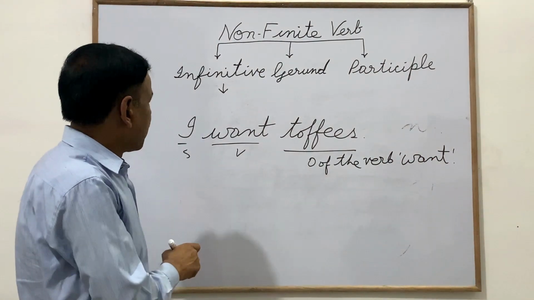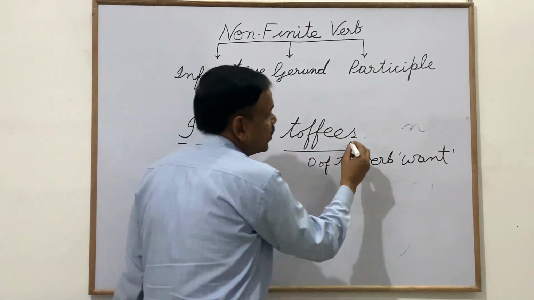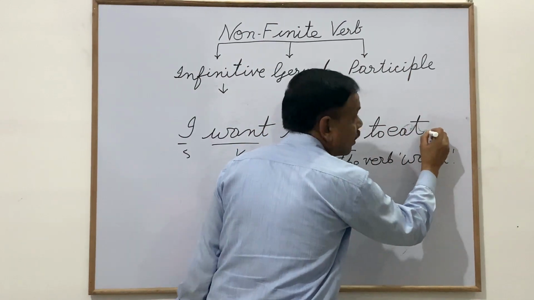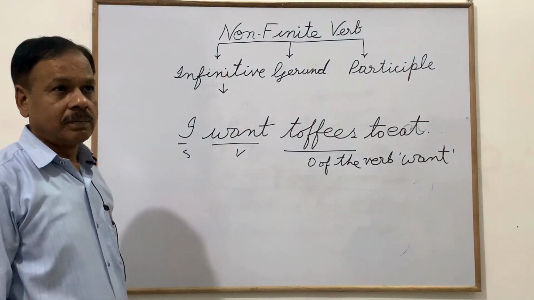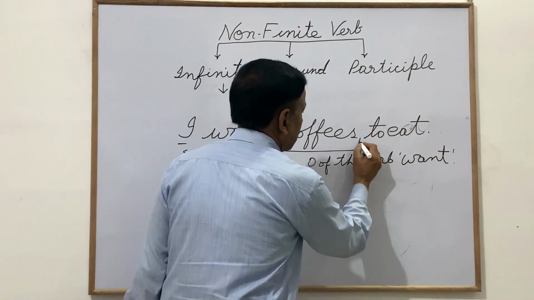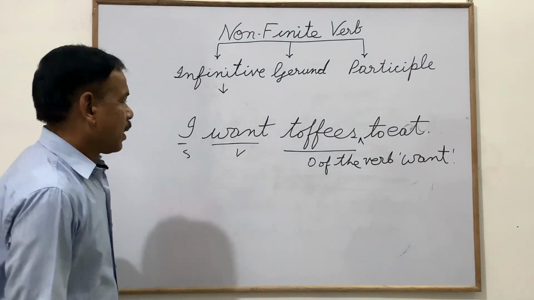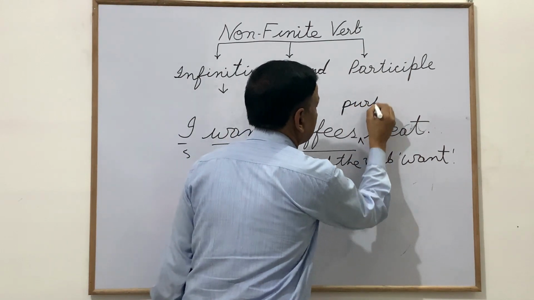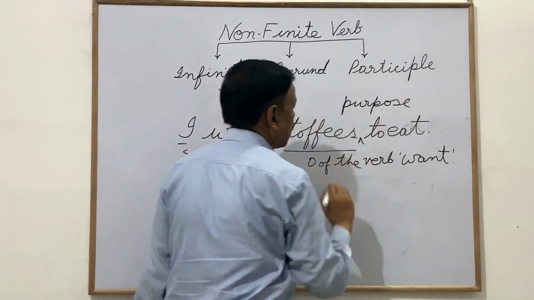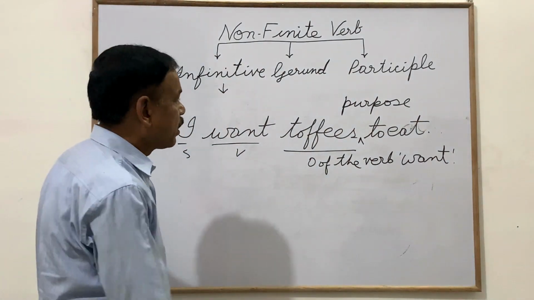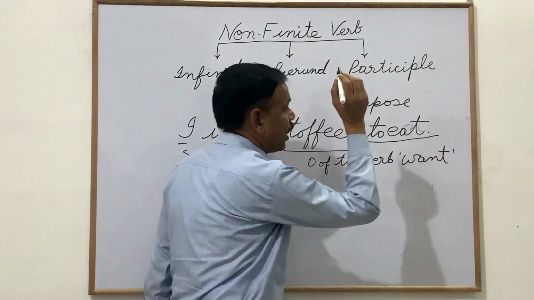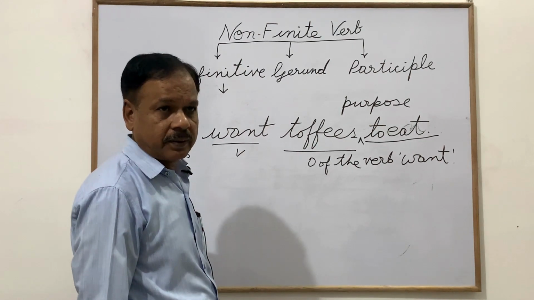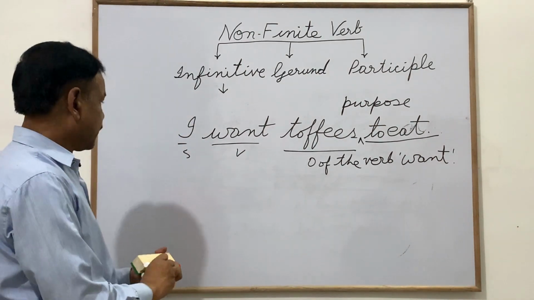And suppose I say, "I want toffees to eat." Now, this to eat. I want toffees. Why? What's the purpose? To eat. So here, this is doing the function of an adverb. Adverb of purpose. Got it? Okay. Now, again.